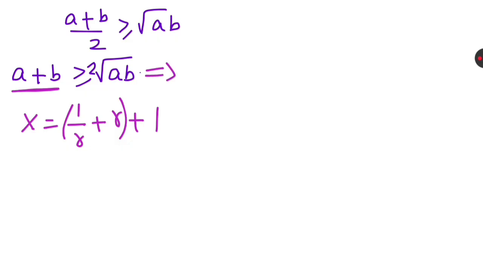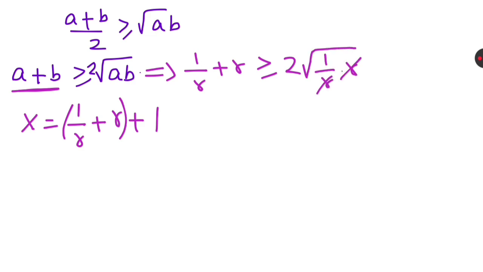So this we can write as 1 over r plus r greater than or equal to 2 times square root of 1 over r times r. This r and this r get cancelled. Square root of 1 is nothing but 1. So the right side is only greater than or equal to 2.